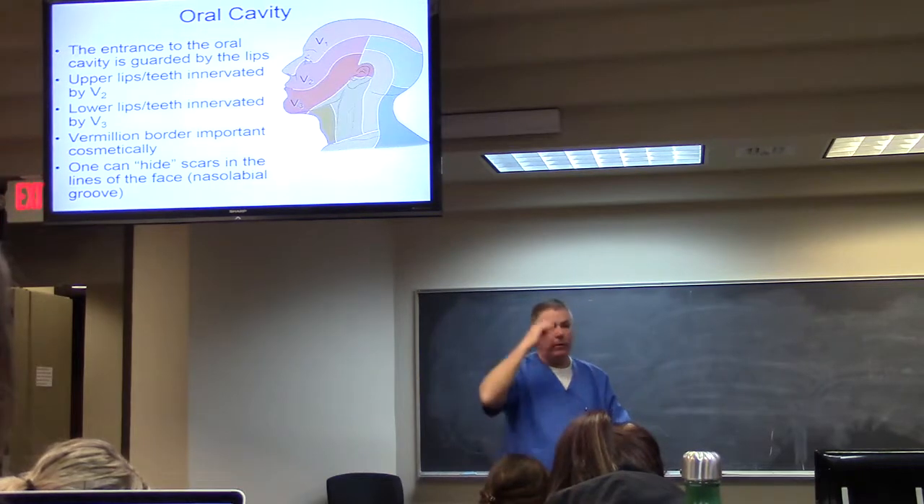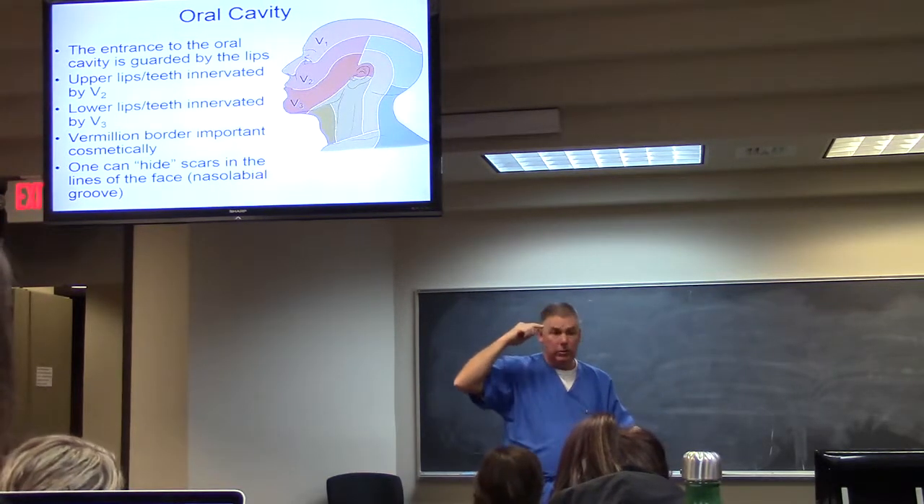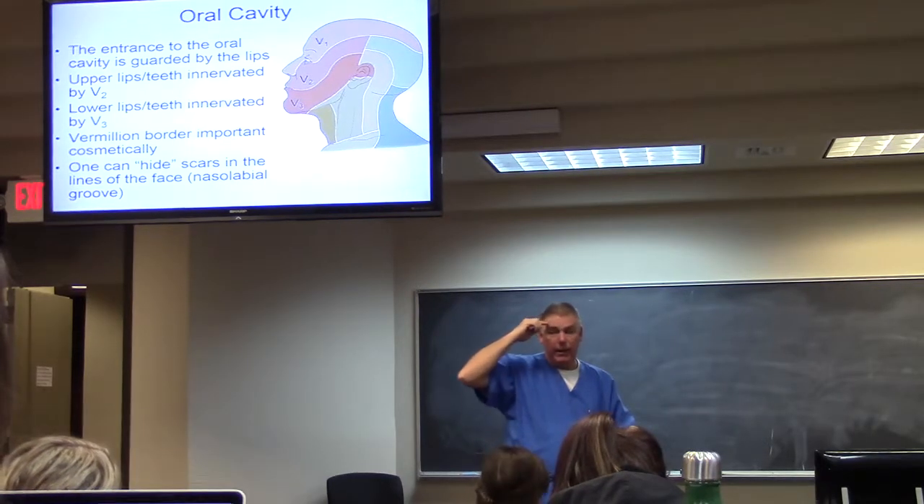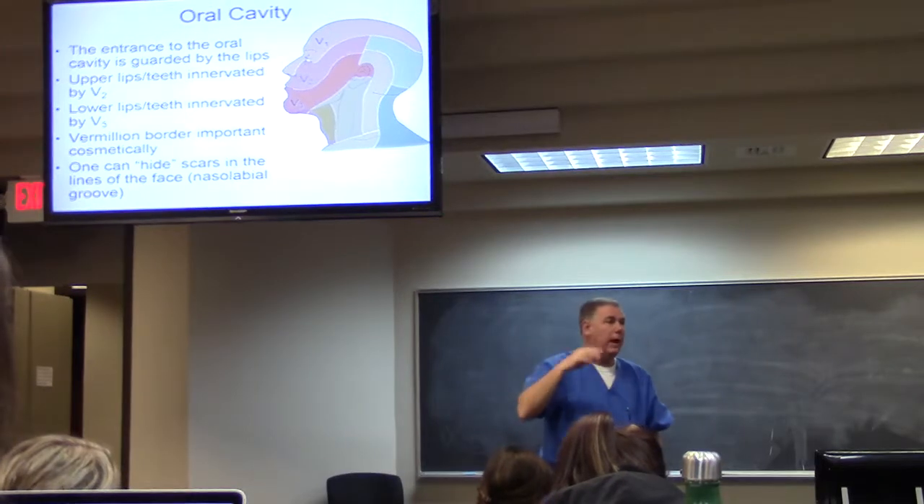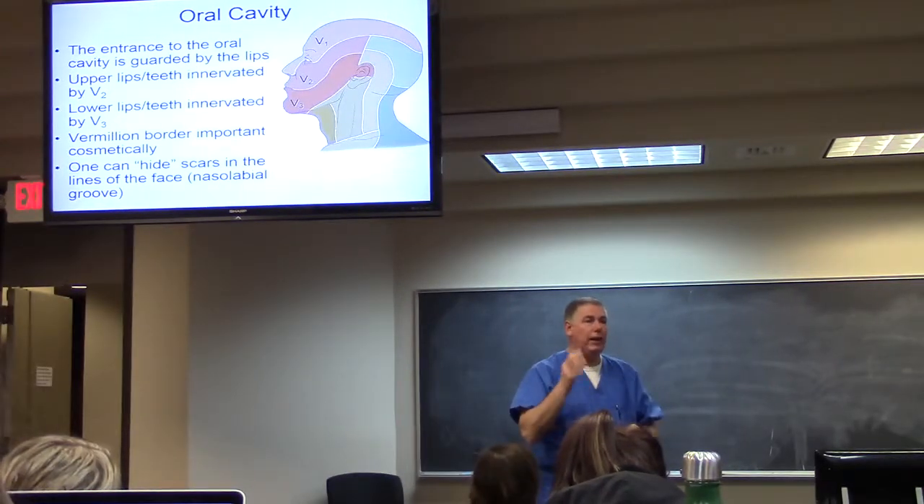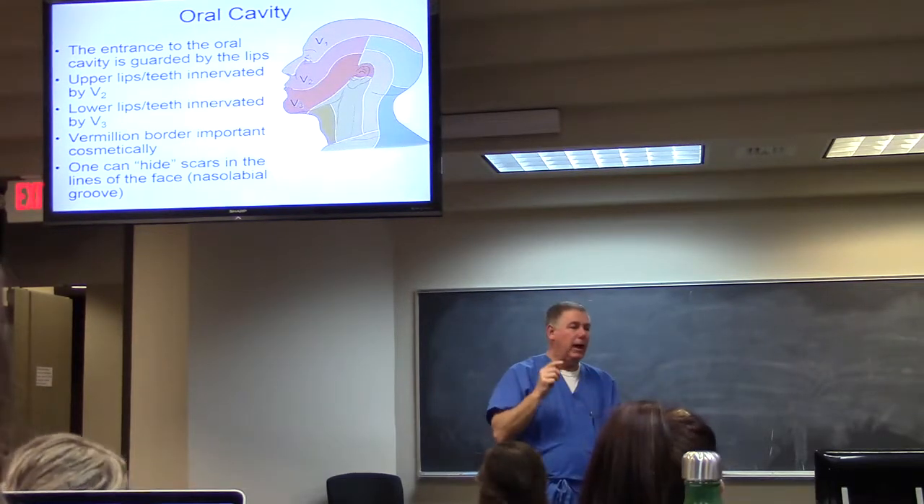So if you're going to remove something up in the forehead, you want to make it horizontal so that it looks like it's hidden in the wrinkles of the forehead or over in the corner of the eyes. You want to try to use the natural creases of the face to hide scars.